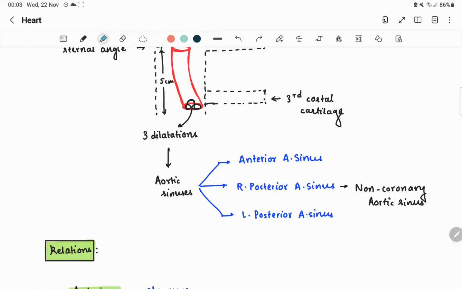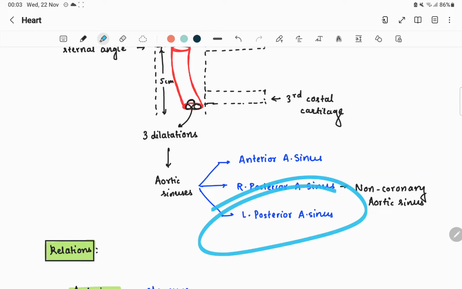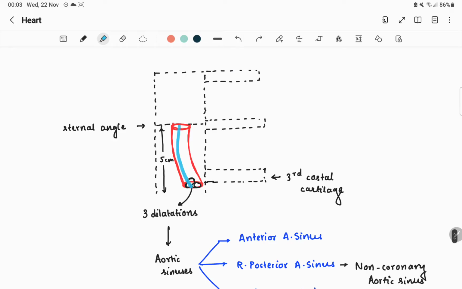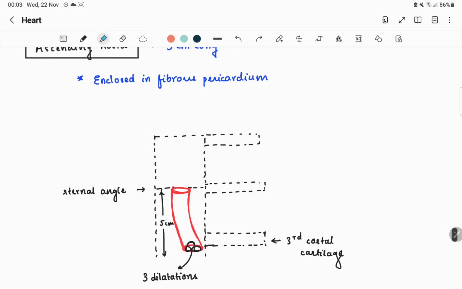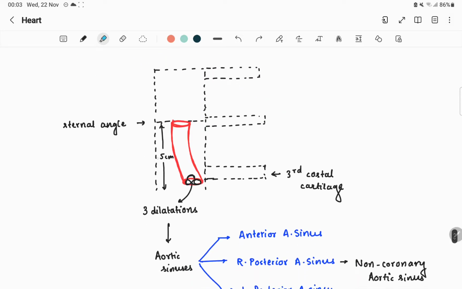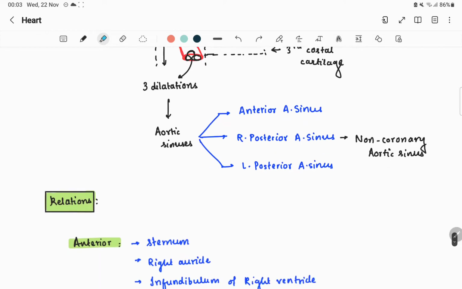your aortic sinuses. We discussed the aortic sinuses a few minutes ago: the anterior aortic sinus, the right posterior aortic sinus, which is called the non-coronary aortic sinus, and the left posterior aortic sinus. It goes like this, and this is the sternal angle at which the ascending aorta converts into the arch of aorta. We know the arch of aorta starts and ends at the sternal angle. Understood? So this is your ascending aorta, which is 5 cm long.